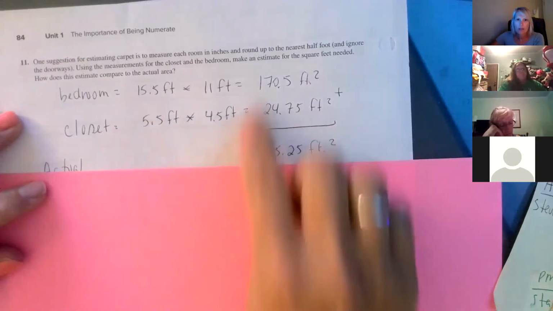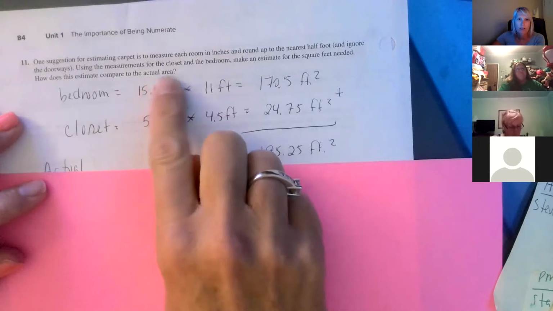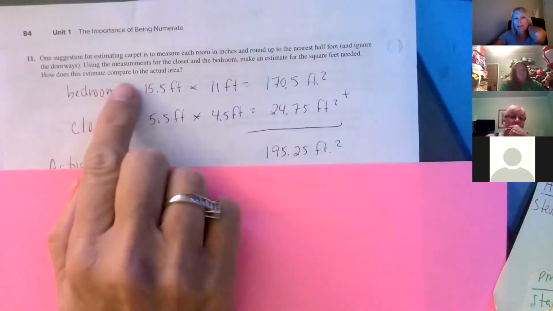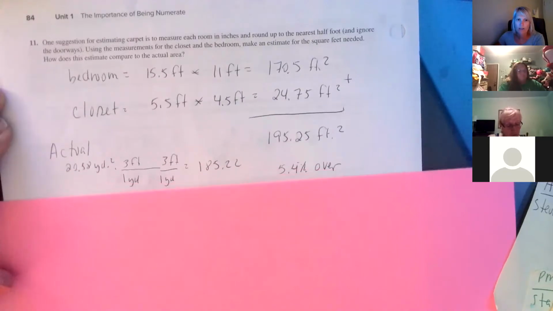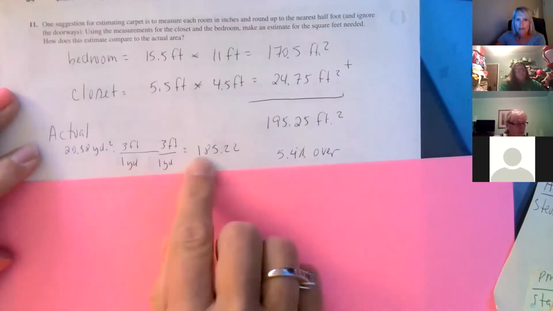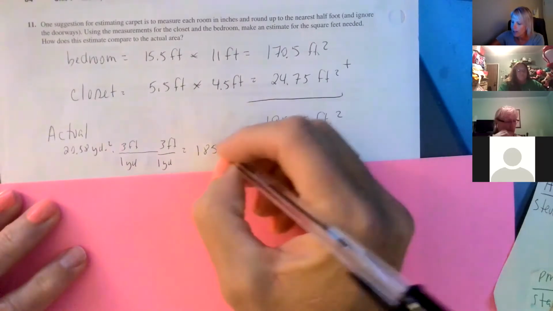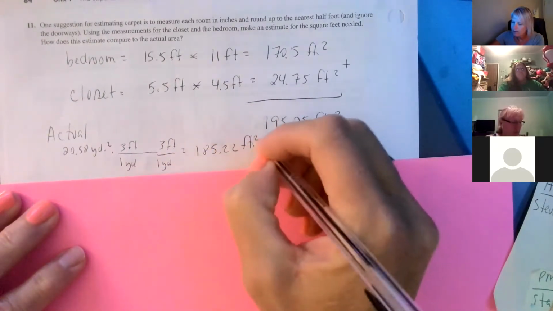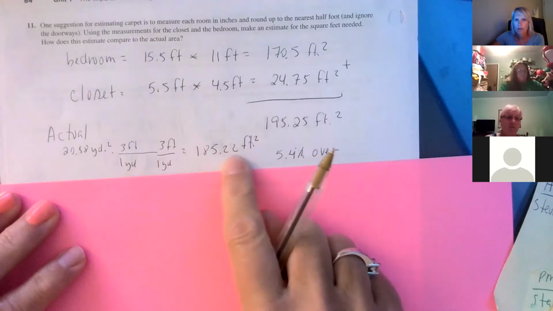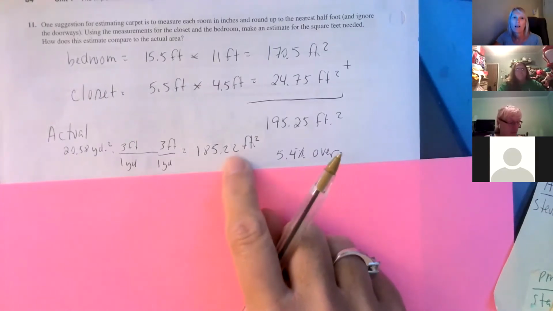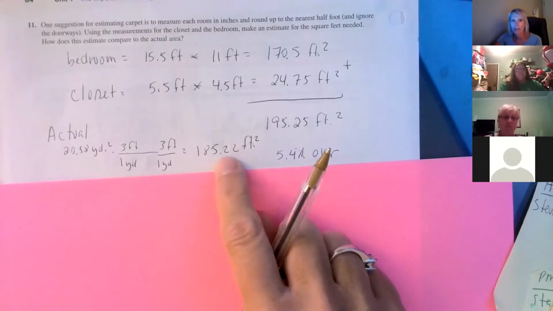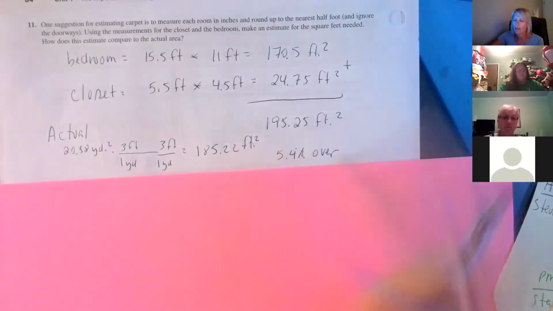And then it says, using the measurements for the closet in the bedroom, make an estimate for the square feet needed, which I did. And then, how does this estimate compare to the actual area? So for the actual area, I took my square yards and put that into square feet, just so I was comparing apples to apples. And I got 185.22 square feet. So maybe that's what he was doing with square feet, because you said 185 is what he got. Yeah. So the actual is 185.22. No, he's good. And then this was the estimate.